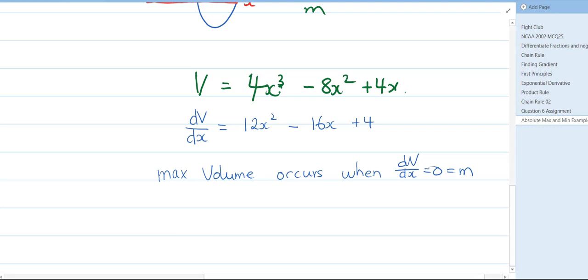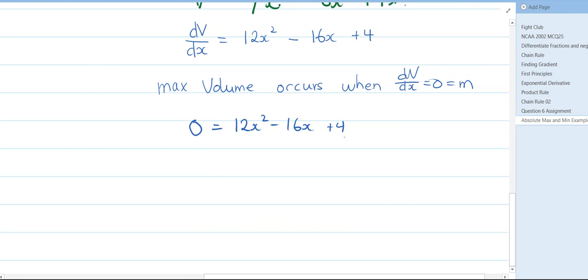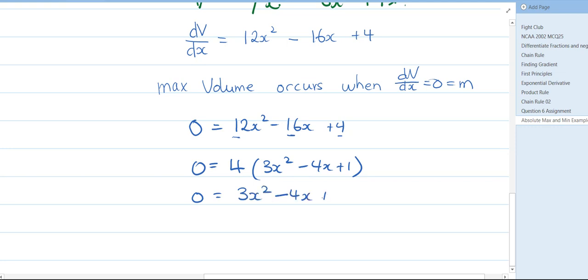So having said that, I can now find, well that means 0 is going to equal my derivative, which is 12x squared minus 16x plus 4, which conveniently I can see they all have a common factor of 4, so I'm just going to take out 4 as a common factor. That becomes 3x squared minus 4x plus 1. And what I can do now is divide both sides by 4, which conveniently just makes the problem slightly easier. 3x squared minus 4x plus 1.